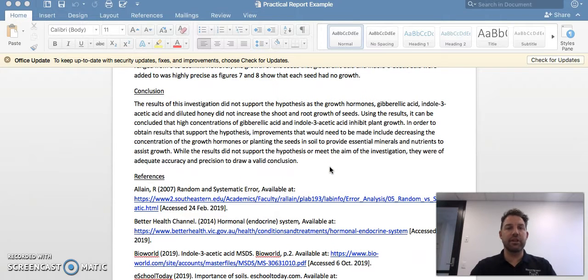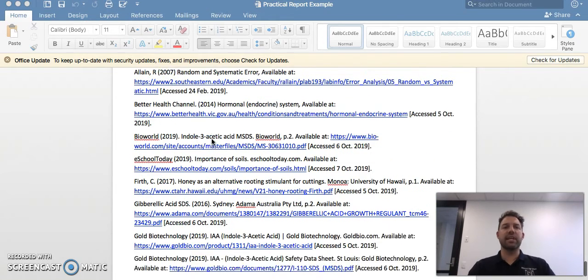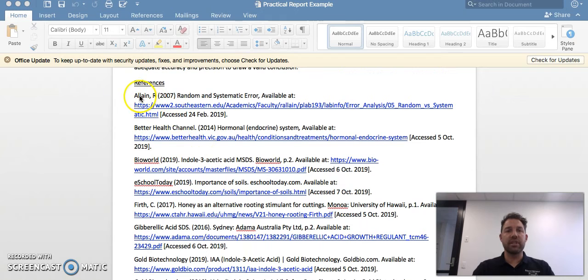Lastly, the conclusion says whether the data did or didn't support the hypothesis. You'll also talk about Newton's second law in your conclusion, as well as supporting the hypothesis. And at the end are references using the Harvard system with surname, initial, year published, title, web address, and the date that that web address was accessed. Hopefully that helps you when you're writing your discussion.